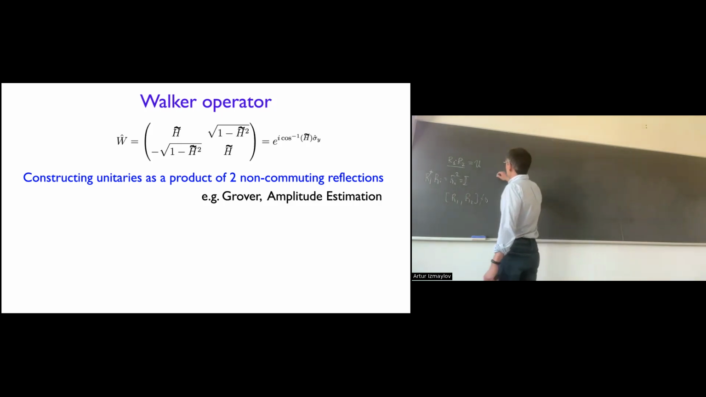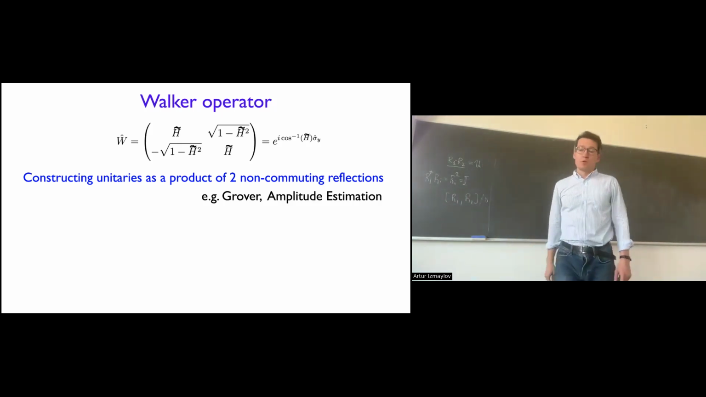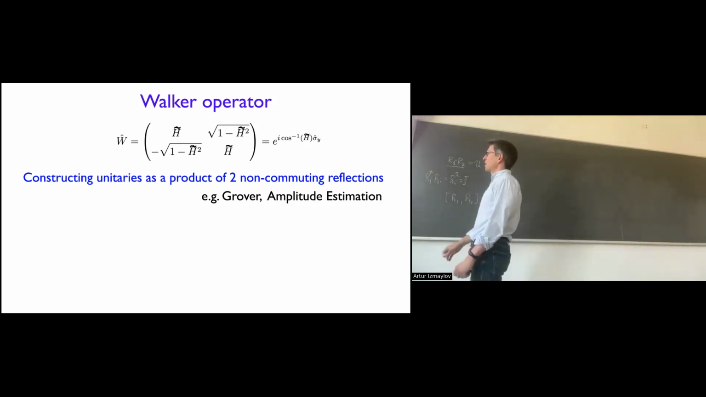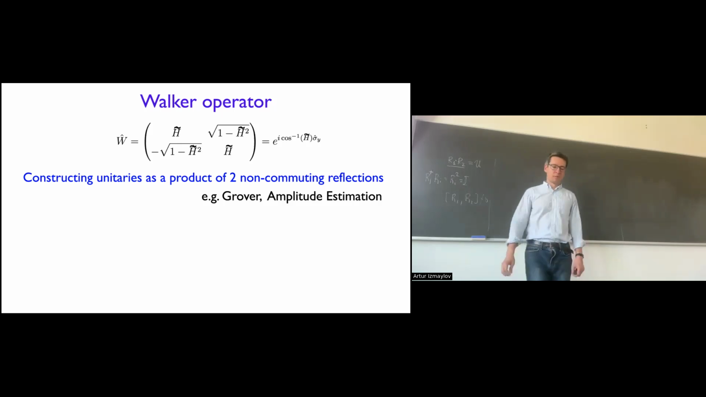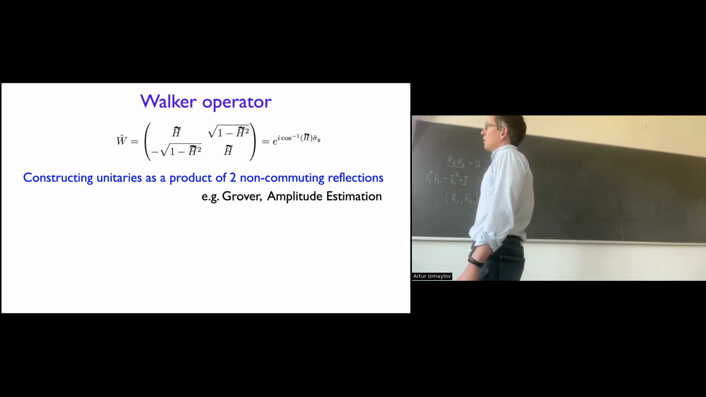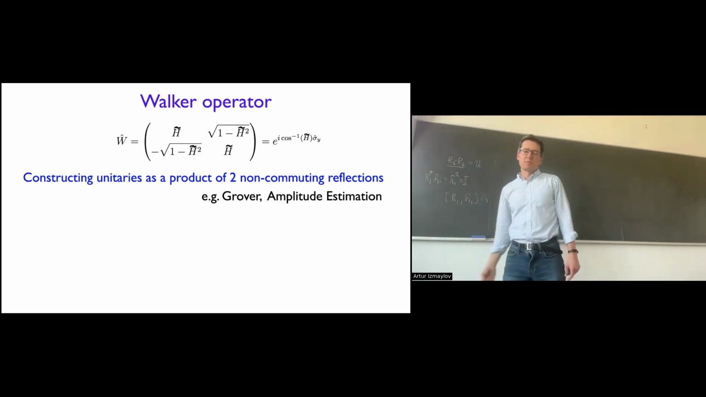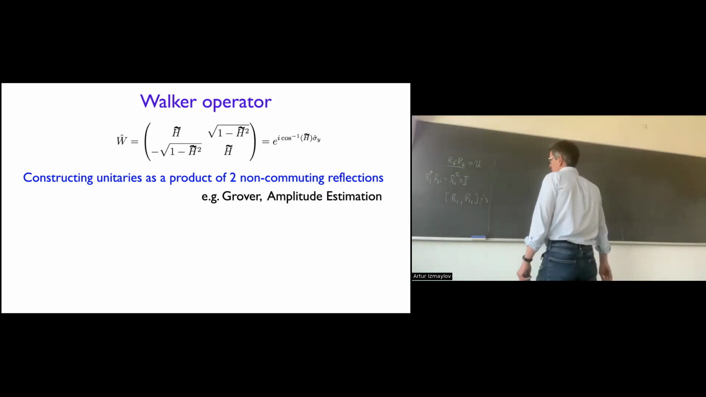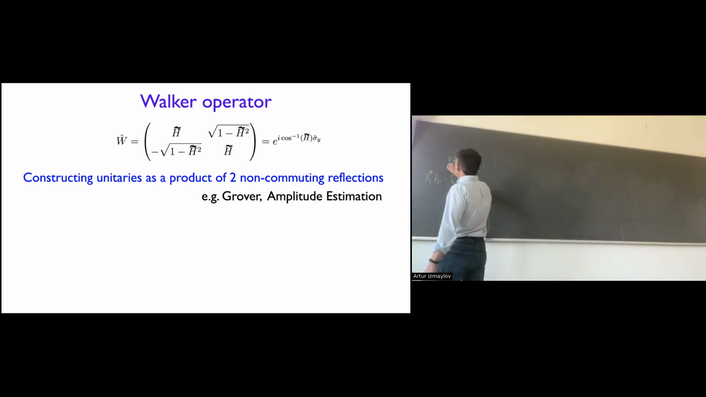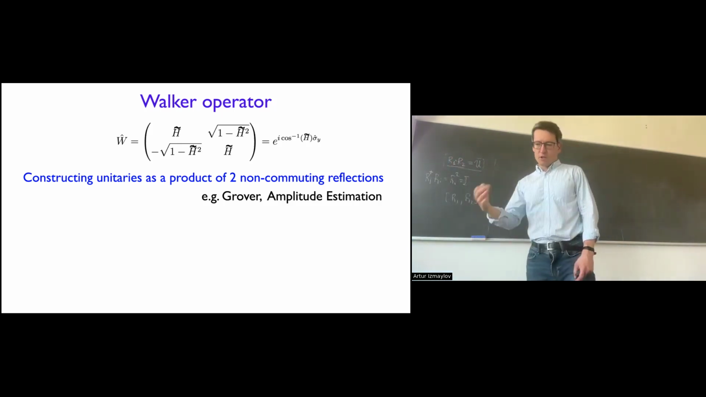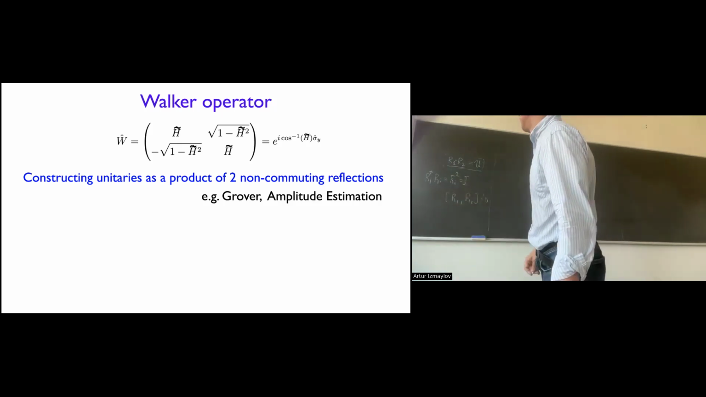And then there are these algorithms in quantum computing, not related maybe directly to quantum chemistry, like Grover, you may have heard, and amplitude estimation. Grover is really amplitude amplification, right? So all these simpler algorithms use this construction where we build the unitary that does the work we need as a product of two very simple reflections.